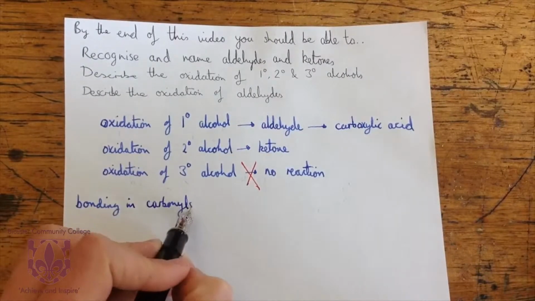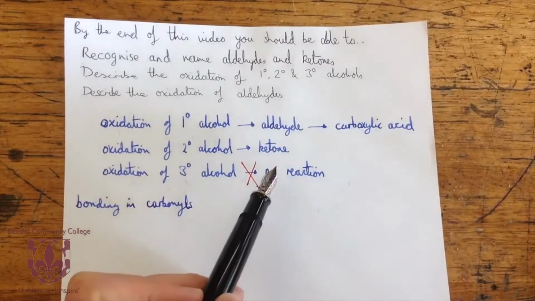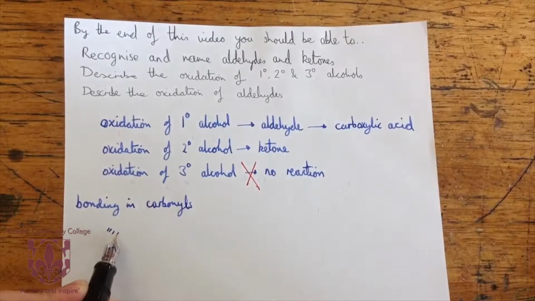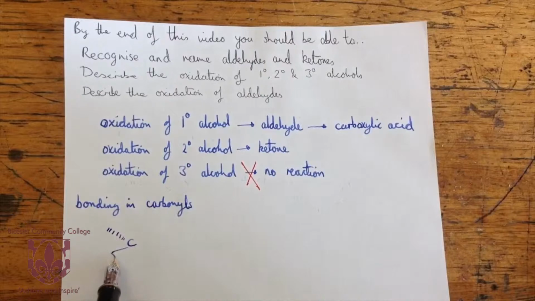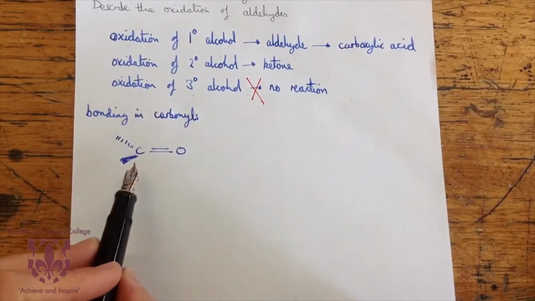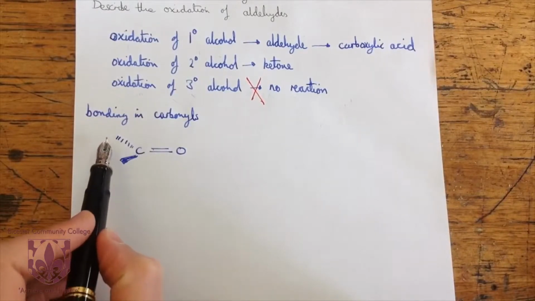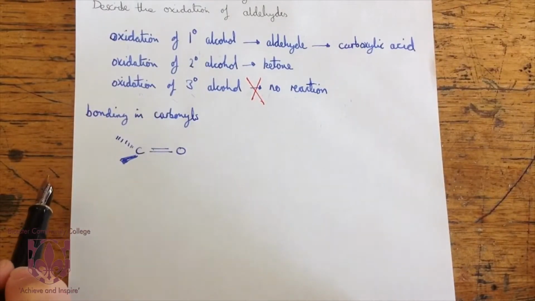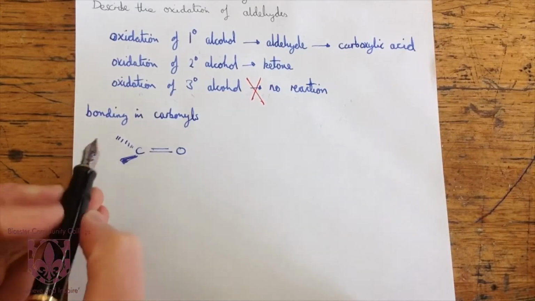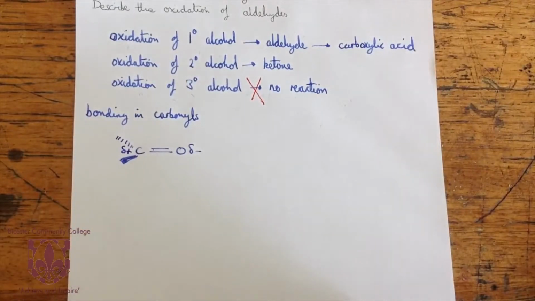So bonding in carbonyls. An aldehyde and a ketone are examples of carbonyls. So I'll show you what I mean by that. If we have a C with two bonds there and we draw it flat, if it has a double bond to oxygen, that makes it a carbonyl. The reason why carboxylic acid is not a carbonyl is because there is an OH there, and that actually interferes with our carbonyl. And obviously oxygen is quite electronegative, so it's delta minus. Carbon is therefore delta plus.